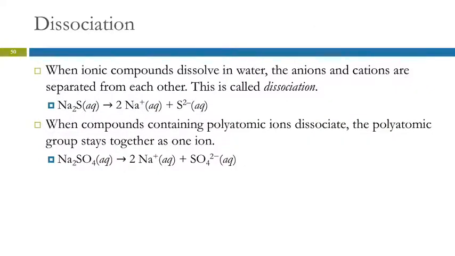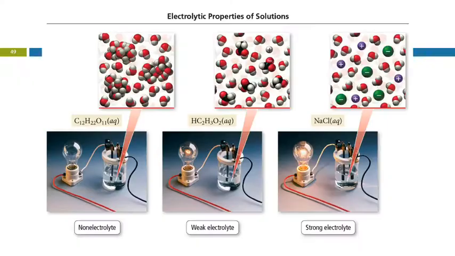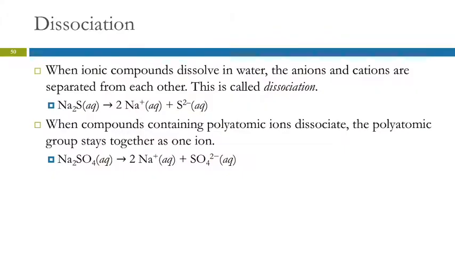So we just talked about acids ionizing. They are molecular compounds, but they form ions when they dissolve. What about an ionic compound? An ionic compound doesn't technically ionize because it already has ions, but the ions dissociate. Association means coming together. Dissociation means going apart. So the ions separate from each other.